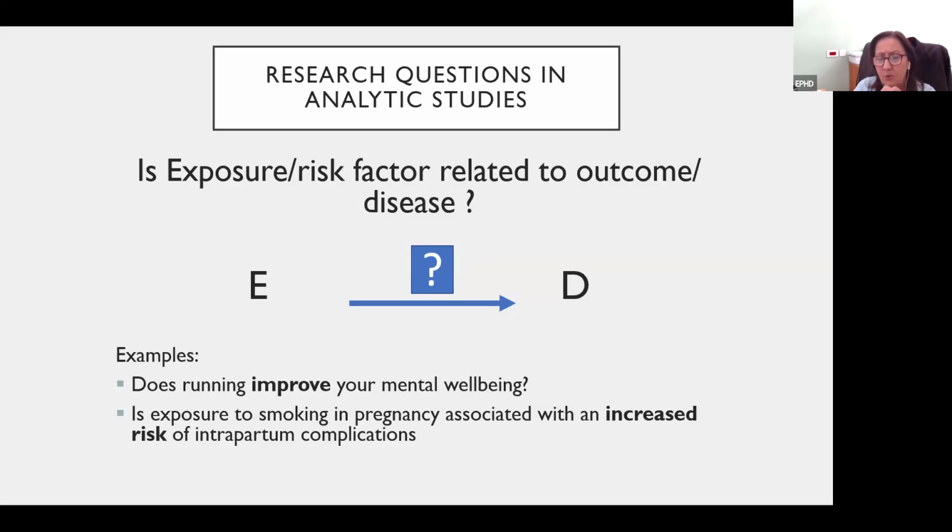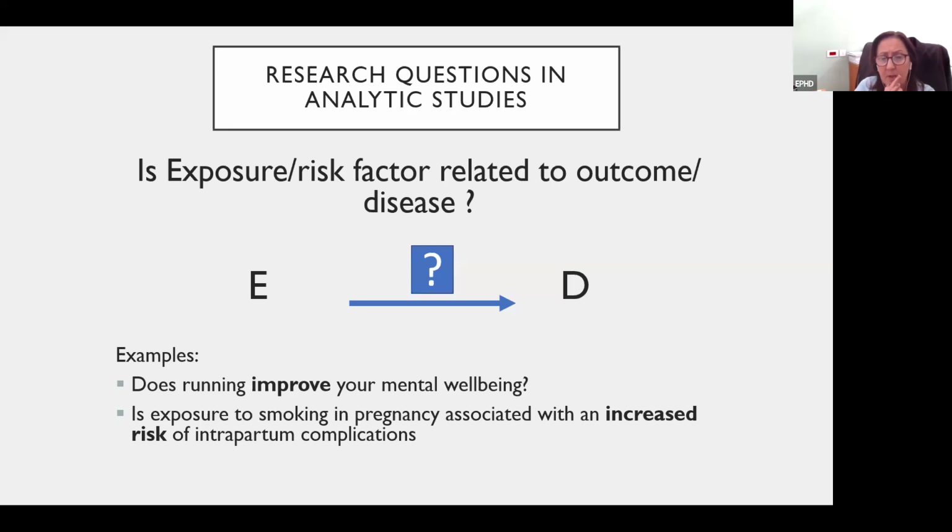So a cohort study is par excellence a study that looks at analyzing an exposure and how it's related to an outcome. So it's an analytical type of study. It is meant to answer questions such as, does running improve your mental well-being? Is exposure to smoking in pregnancy associated with an increased risk of intrapartum complications?